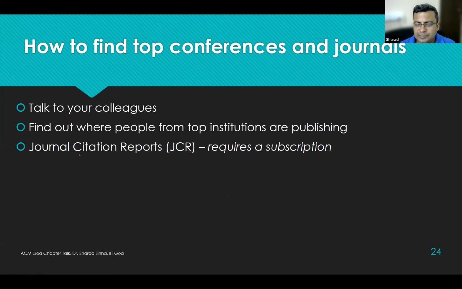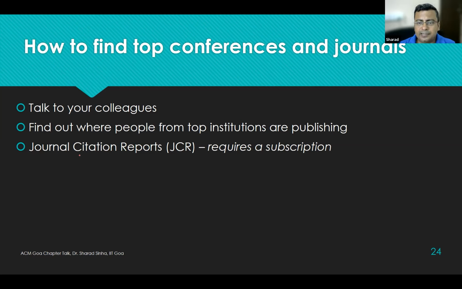Now, I have shown you here a few lists, and I said that this list is not exhaustive. Now, the question is, how do you find top conferences or journals in systems areas, or for that matter, in any area? If I don't give you the list, or if somebody does not prepare a list like that, then what are your options? So the first option is to speak to one's colleagues, colleagues who work in similar areas or in related areas, and get some information from them.